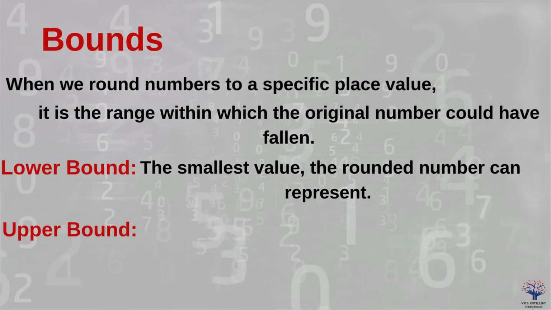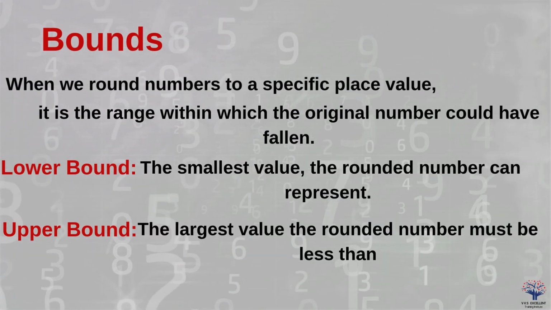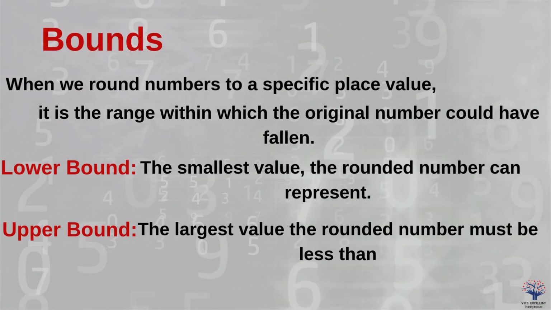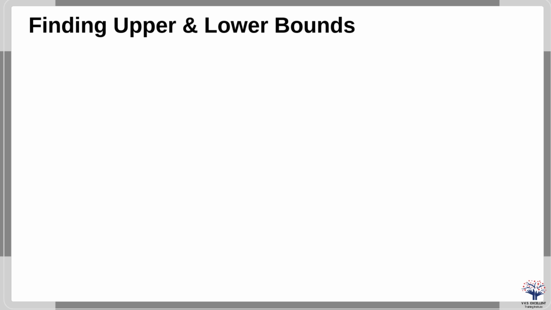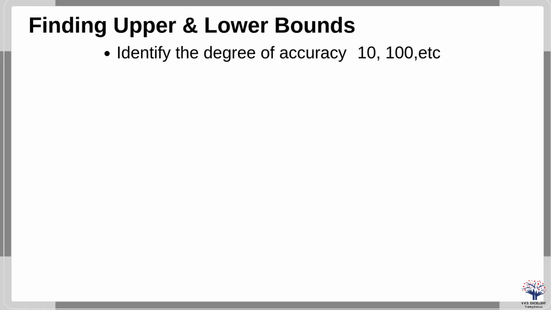On the other hand, the upper bound is the largest value that the rounded number must be less than, and it is not part of the range. Let's see how to find the upper and lower bounds. First, determine the degree of accuracy to which the number has been rounded. This could be to the nearest whole number, tenth, hundredth, etc.